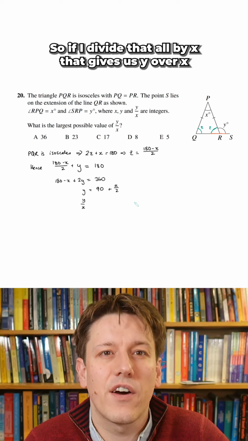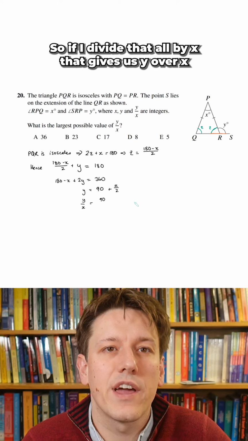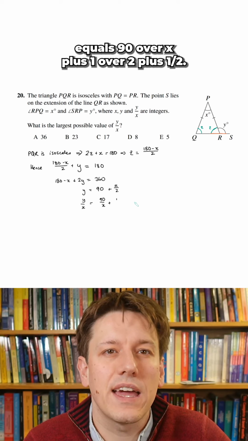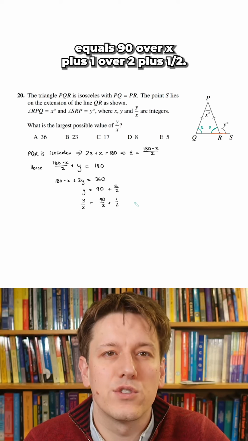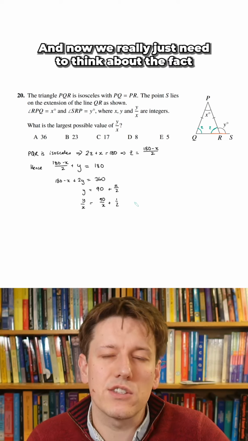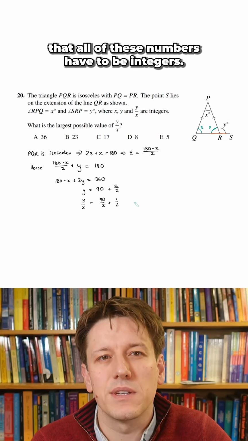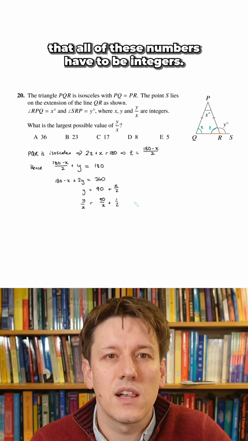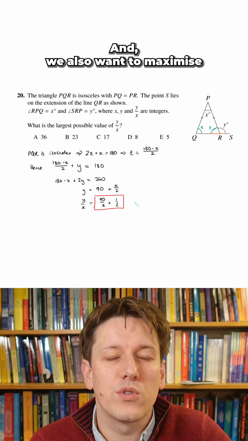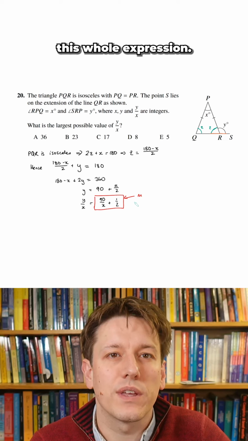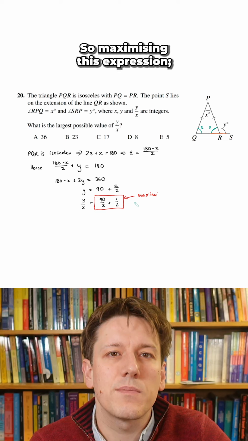and we want to get y over x into this question. So if I divide that all by x, that gives us y over x equals 90 over x plus 1 over 2, plus a half. And now we really just need to think about the fact that all of these numbers have to be integers, and we also want to maximize this whole expression.